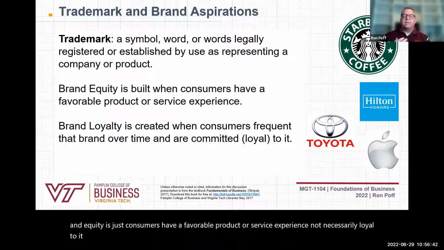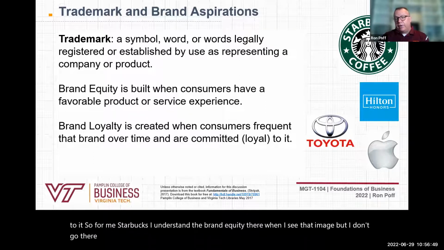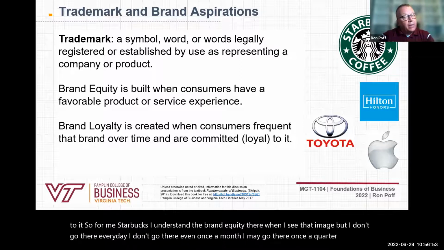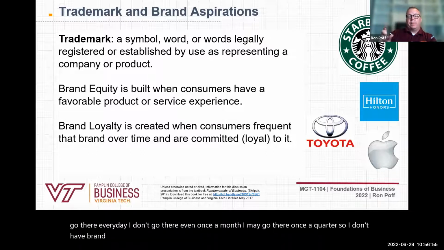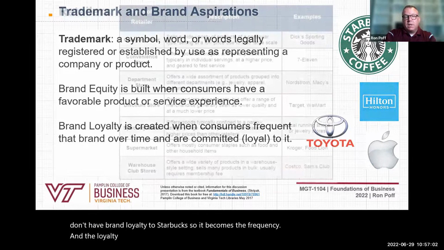So for me, Starbucks, I understand the brand equity there when I see that image, but I don't go there every day. I don't go there even once a month. I may go there once a quarter. So I don't have brand loyalty to Starbucks. So it becomes the frequency and the loyalty piece as defined.